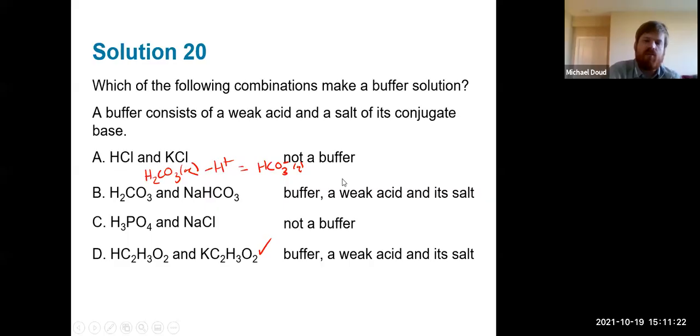Okay, so that wraps up our discussion. Again, I want to emphasize buffers are really important in biological systems, and this is how they work. You have to have a weak acid and the salt of its conjugate base. Okay, but that does it for chapter 10, which means now you should be ready for exam 2 if everything is going swimmingly, and I'll let you know if anything changes from there. But you should be ready for that.